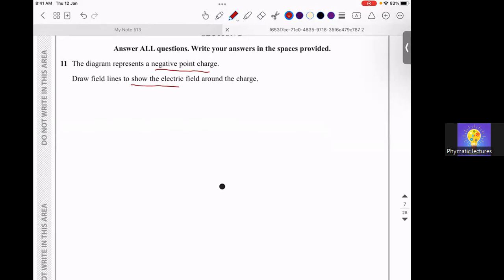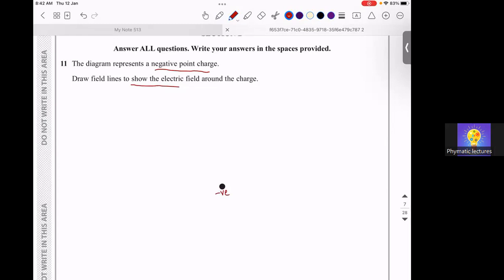So what is the background of this? Already we learned in our sessions that if it is a point charge, the electric field will always be radial, either inward or outward, depending upon the nature of the point charge. So here the nature of the point charge is what? It is a negative point charge. That means this point charge is negative in nature.